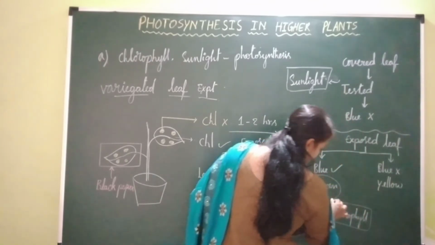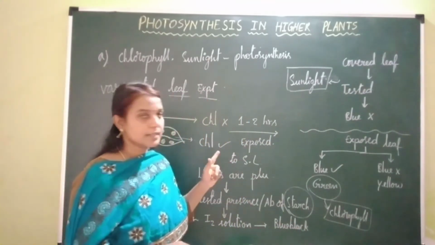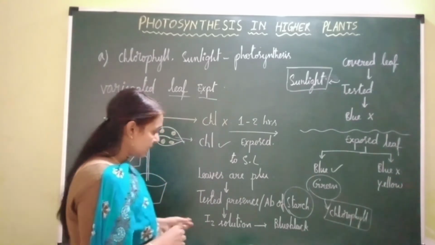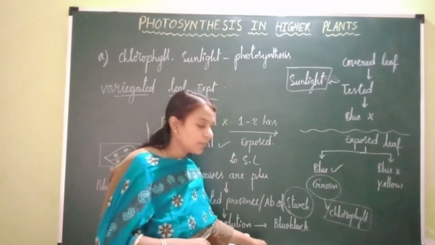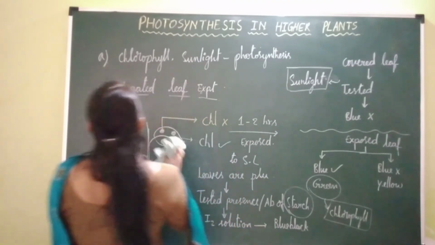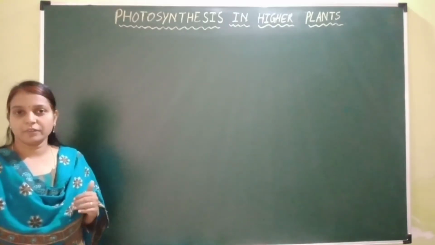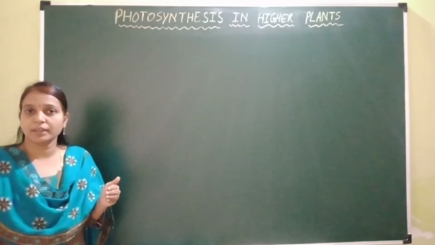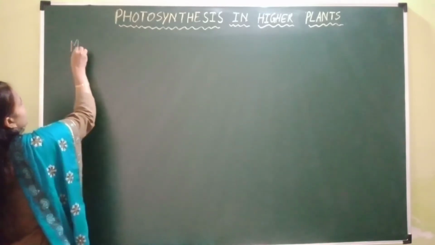So this is about the variegated leaf experiment, which explains the essentiality of both chlorophyll and sunlight for the process of photosynthesis to occur. Next, let's start with Moll's half-leaf experiment, which explains the essentiality of carbon dioxide, the raw material required for the process of photosynthesis.